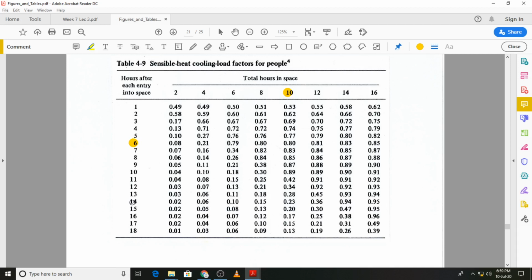So this is how much time has elapsed since the people entered the space until the time you are interested in finding the cooling load. So once we have correctly marked these two values, then we can easily read the value of the cooling load factor. And the cooling load factor comes out to be 0.8.